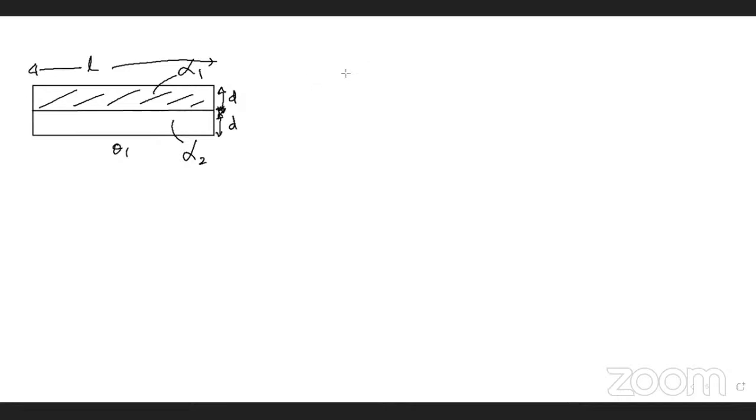This is how it is. This is alpha 2 less than alpha 1 again.